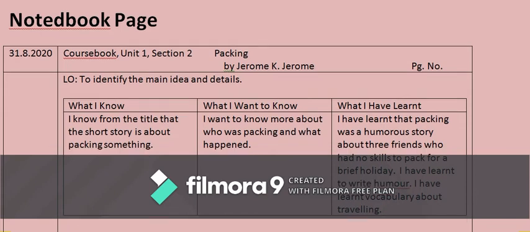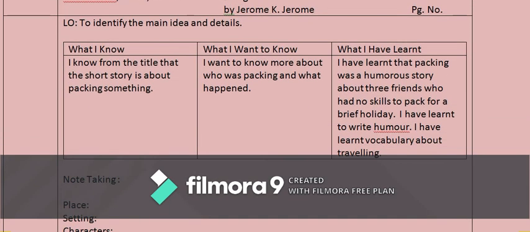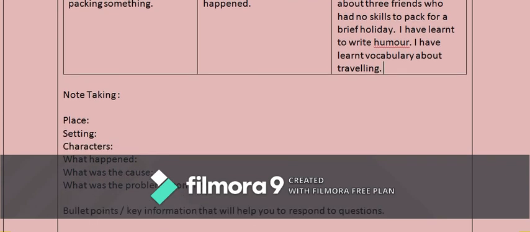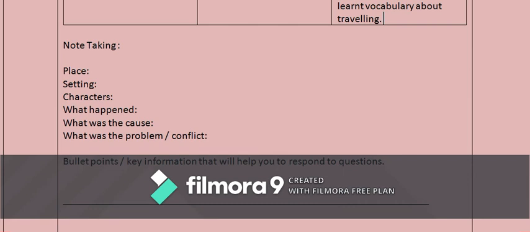Proceeding to the next part, that is, now what do you do in the lesson? Usually most of my lessons I share with you in video form, or during the class a lecture is on. So note taking is expected of you. It is a short story: the place, the setting, the characters, what happened, the cause, the problem, solution, conflict. All that you need to take down just by one word entry, so that you have certain notes prepared. Bullet points or key information is expected.